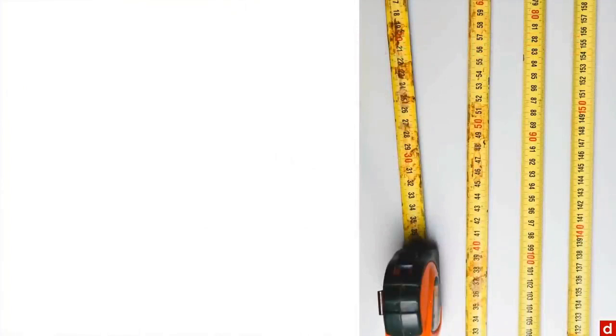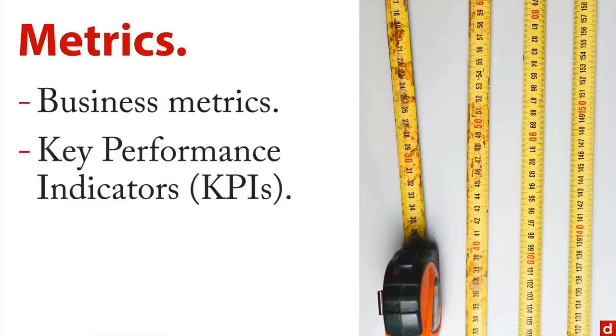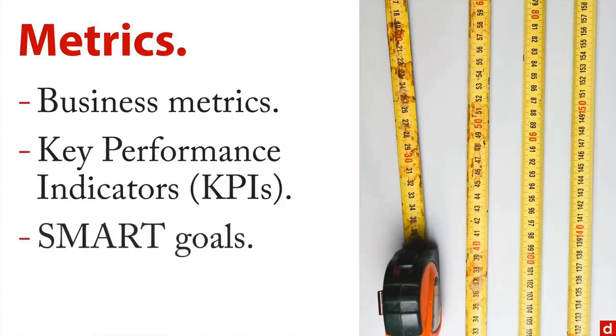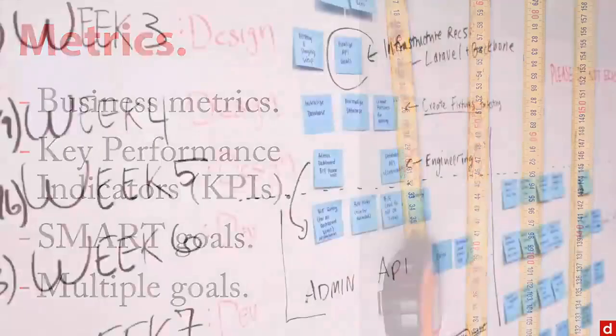Next are specific metrics or ways of measuring. Now, again, there are a few different categories here. There are business metrics. There are key performance indicators or KPIs. There are SMART goals, that's an acronym. And there's also the issue of having multiple goals. I'll talk about each of those for just a second now.